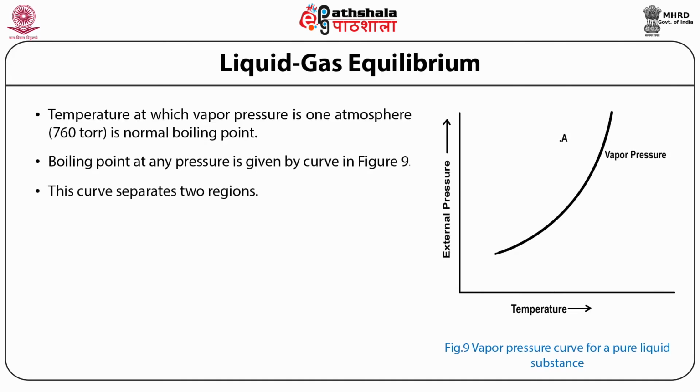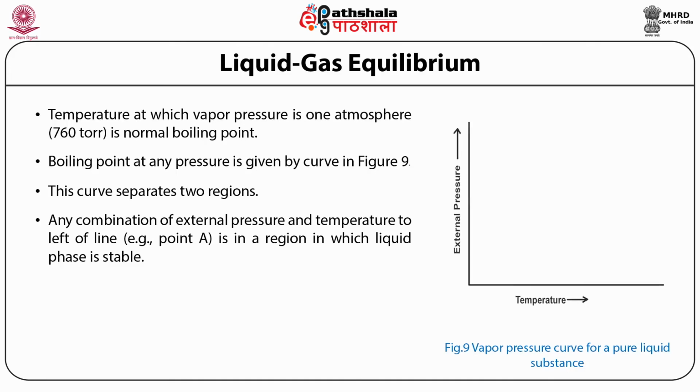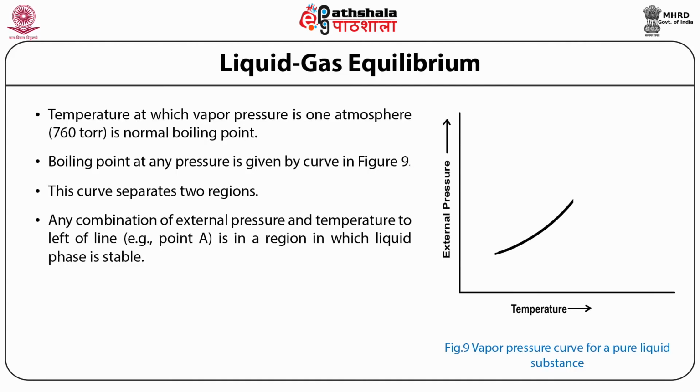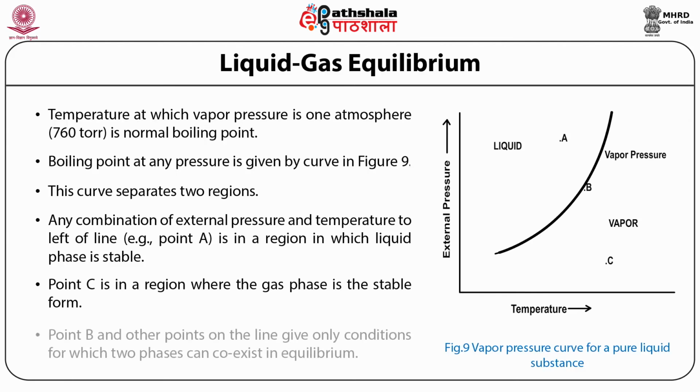This curve also separates two regions. Any combination of external pressure and temperature to the left of the line, for example point A, is in a region in which the liquid phase is the stable form. Point C is in a region where the gas phase is the stable form. Point B and other points on the line give the only condition for which the two phases can coexist in equilibrium.